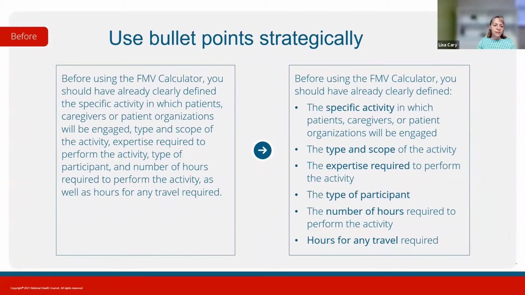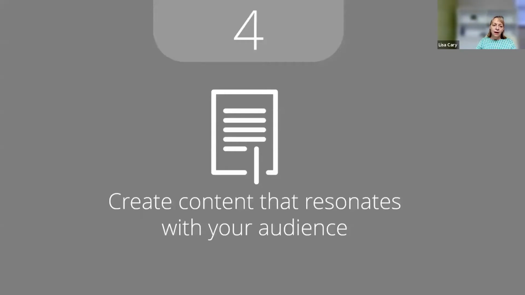And this is just an example from the NHC MFMV calculator, just how you can break something up into bullets and make it a lot easier for people to scan and understand.